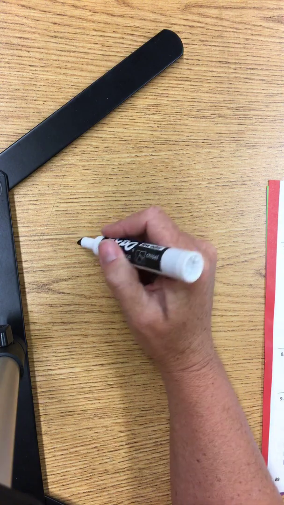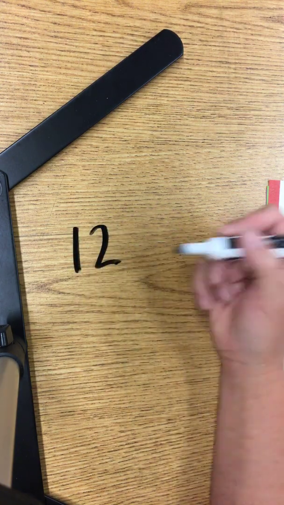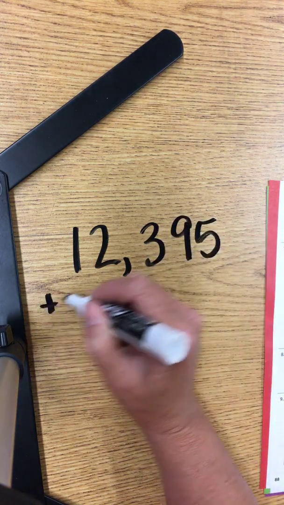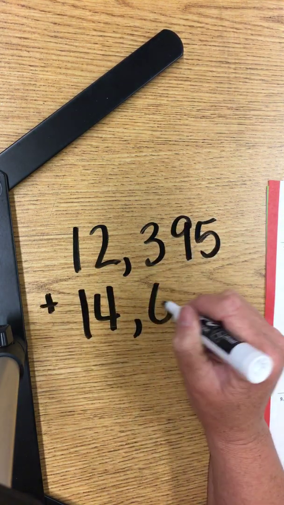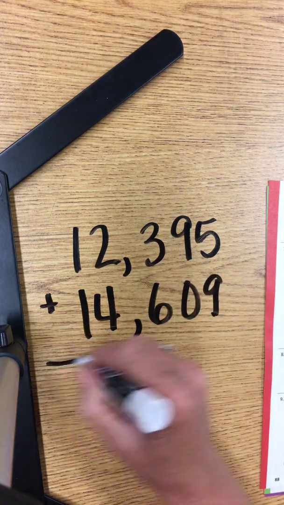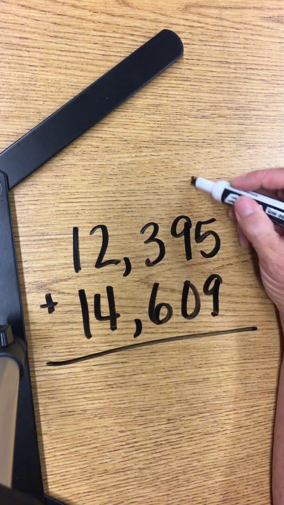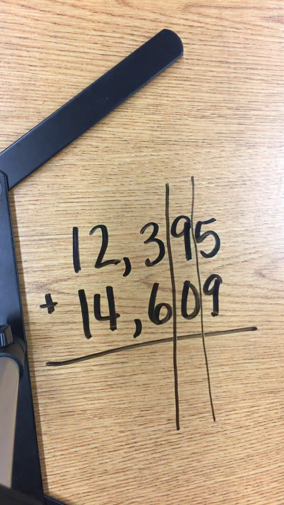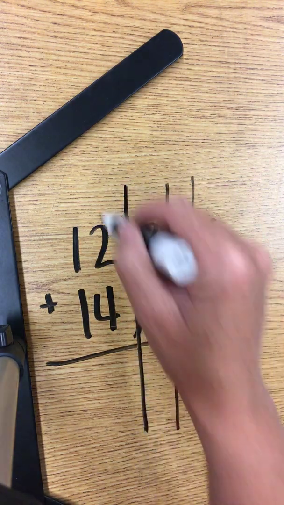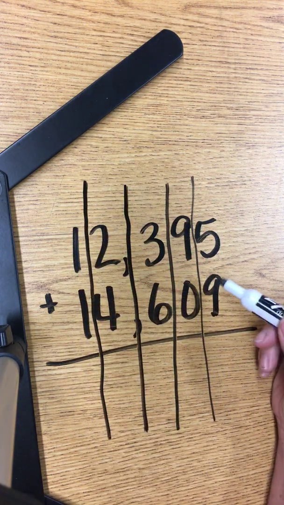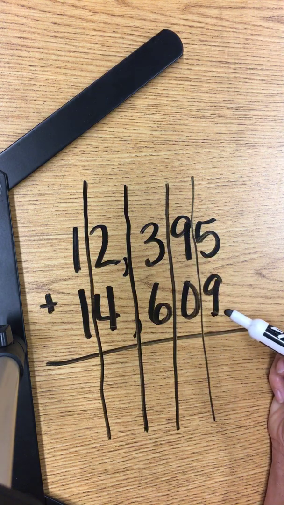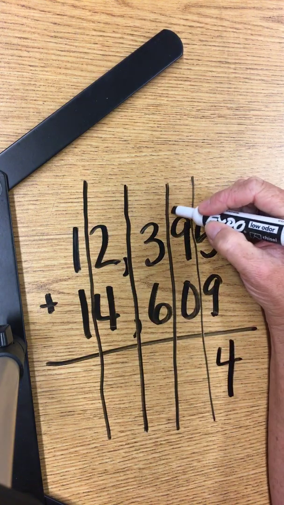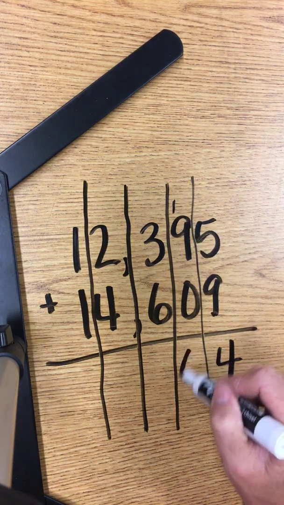So the first one says 12,395 plus 14,609. It's addition, but I'm going to put, ooh, my lights went out, so sorry. I'm going to put my place value lines. That was a little exciting. So I keep my numbers in order because I'm not using graph paper. 9 plus 5 is 14. Carry the 1. 9 plus 1 is 10.